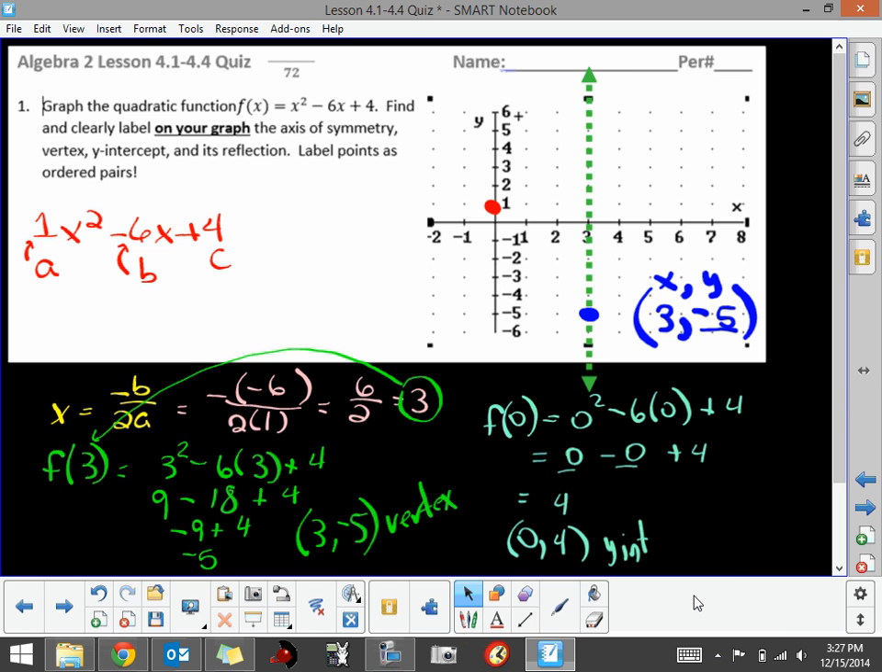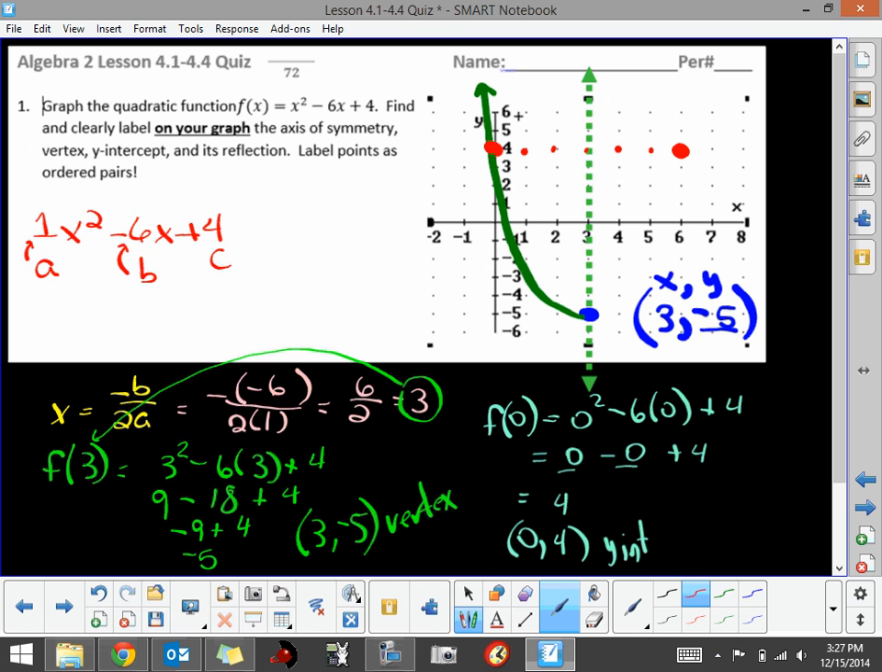So I'm going to put that in the correct location, 0, 4. So now I know what half of my graph looks like, and I'm going to graph it. It's a U shape, so it's got to be coming up here and looking like that. Now I want to graph the reflection point of the y-intercept across the axis. So I've got this ordered pair 0, 4, that is 1, 2, 3 units to the left. I got to go 1, 2, 3 units to the right.